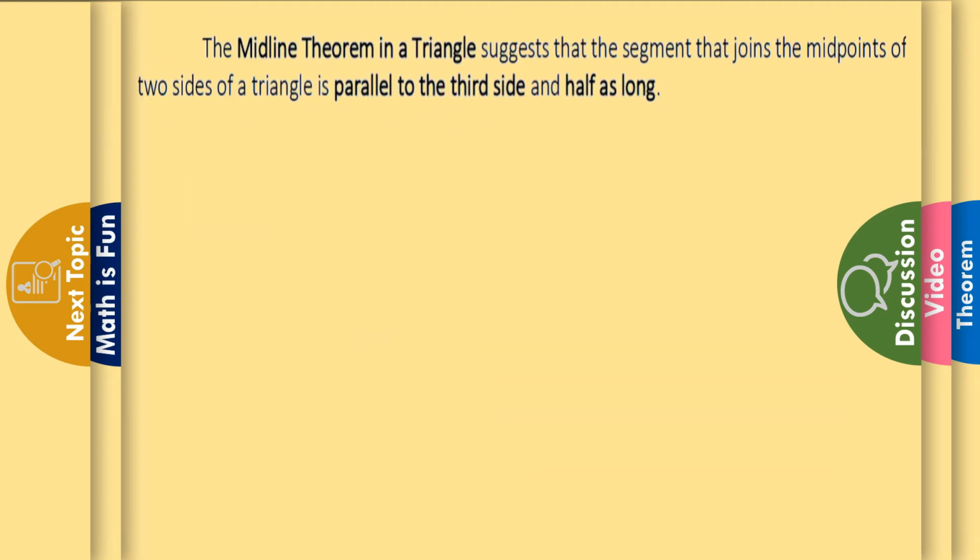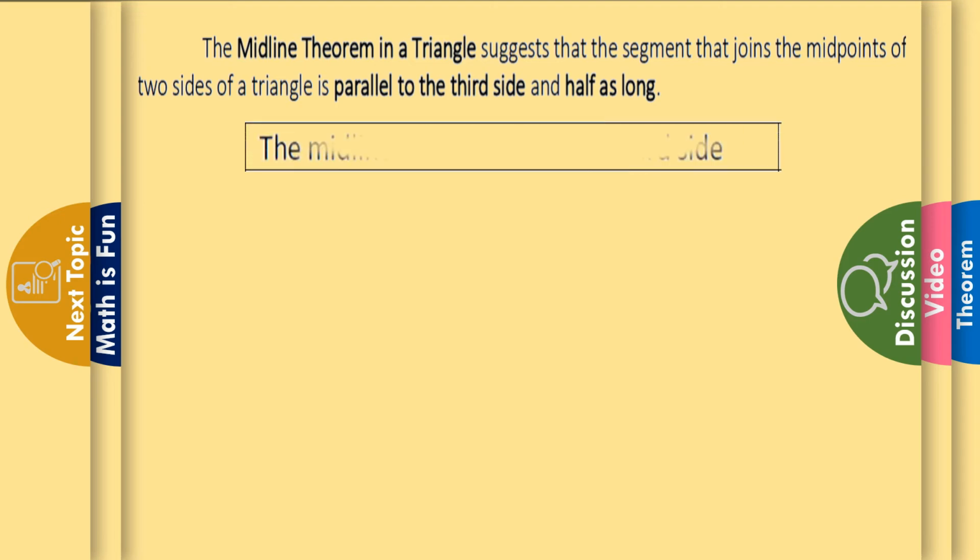The midline theorem in a triangle suggests that the segment that joins the midpoints of the two sides of a triangle is parallel to the third side and is half as long. The midline is parallel to the third side.